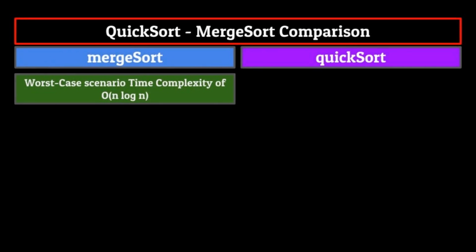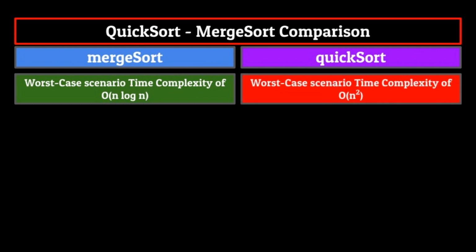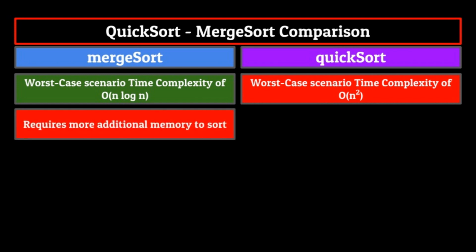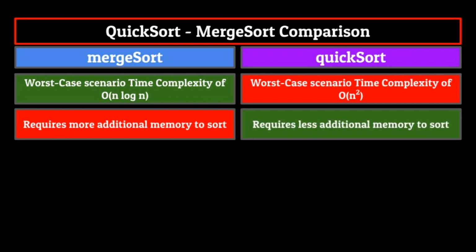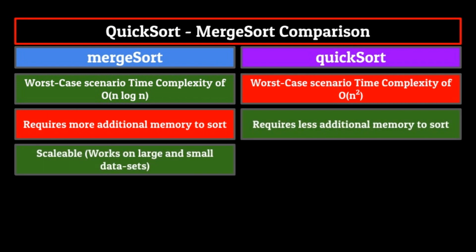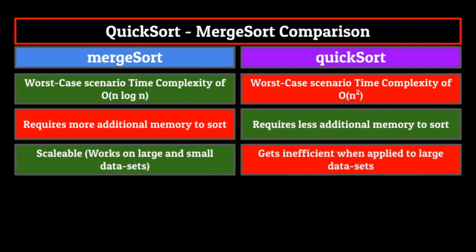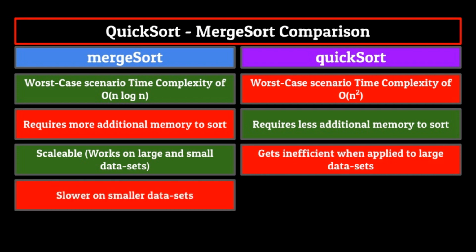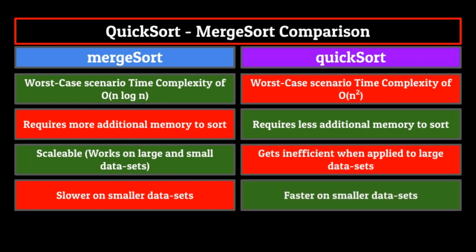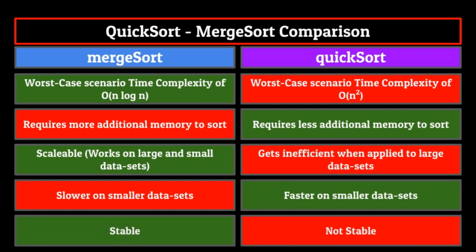Now, MergeSort has a worst-case scenario time complexity equation of O of n log n, meaning it's faster in the worst-case scenario compared to QuickSort's O of n squared. MergeSort requires more additional memory to help sort the dataset, while QuickSort requires less additional memory. MergeSort is scalable and can be run on both large and small datasets, while QuickSort gets inefficient the larger the dataset you try to perform it on. MergeSort is slower on small datasets, while QuickSort is, on average, faster on small datasets. And finally, MergeSort is stable, while QuickSort is not stable.